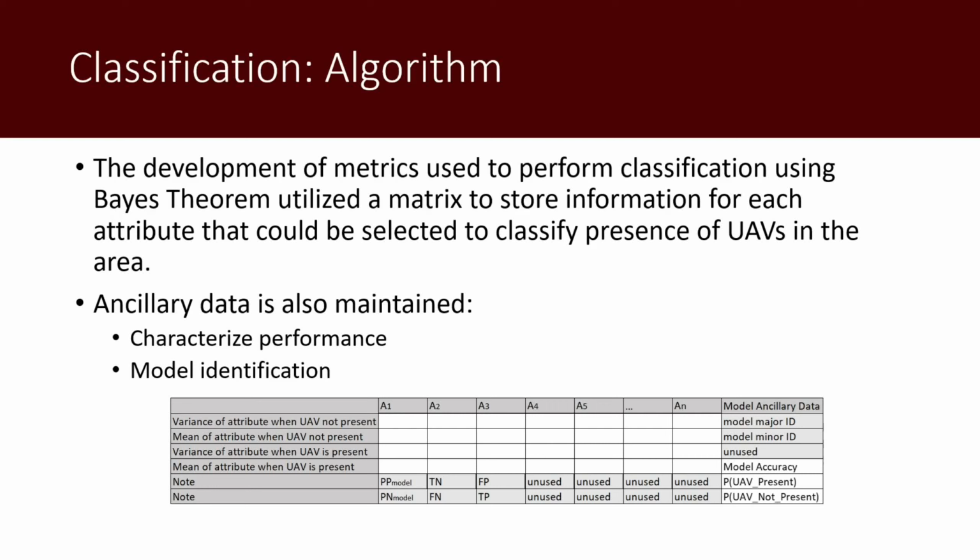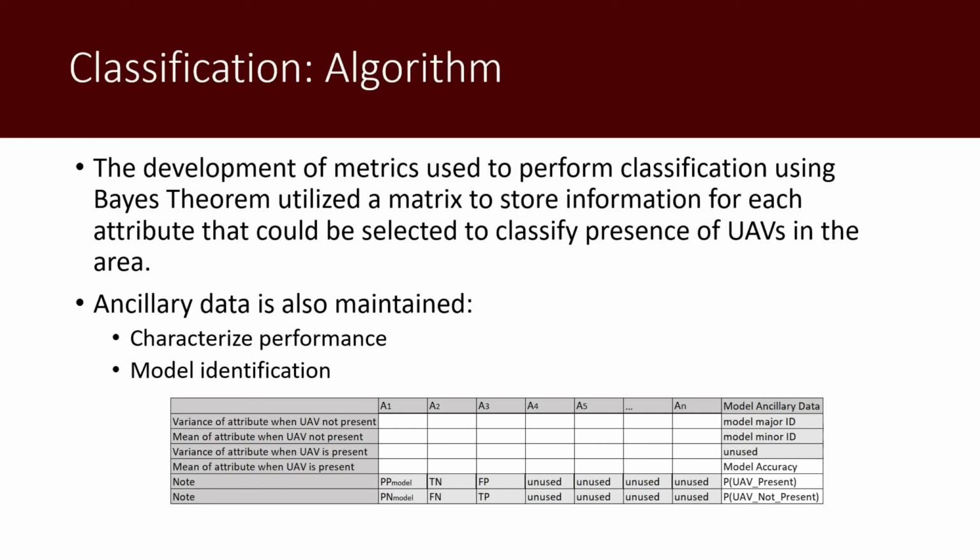You see in this table here, we have A1 through AN, which represents the number of columns in the file. I would go through, determine which ones had yeses, UAV was present, which ones were no's, and I would calculate the variance and the mean for each of those cases. This information was recorded in this table, and we would use this later during our tool execution to provide prediction and classification.